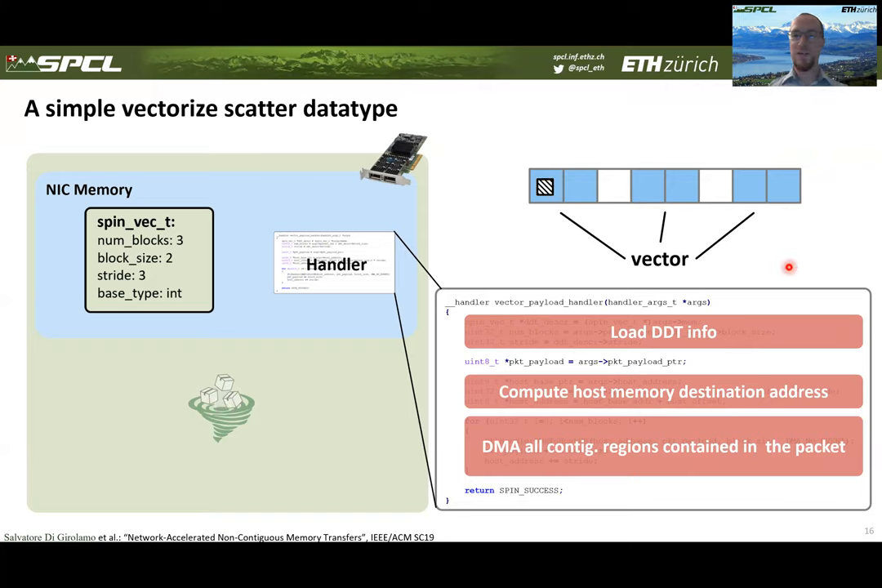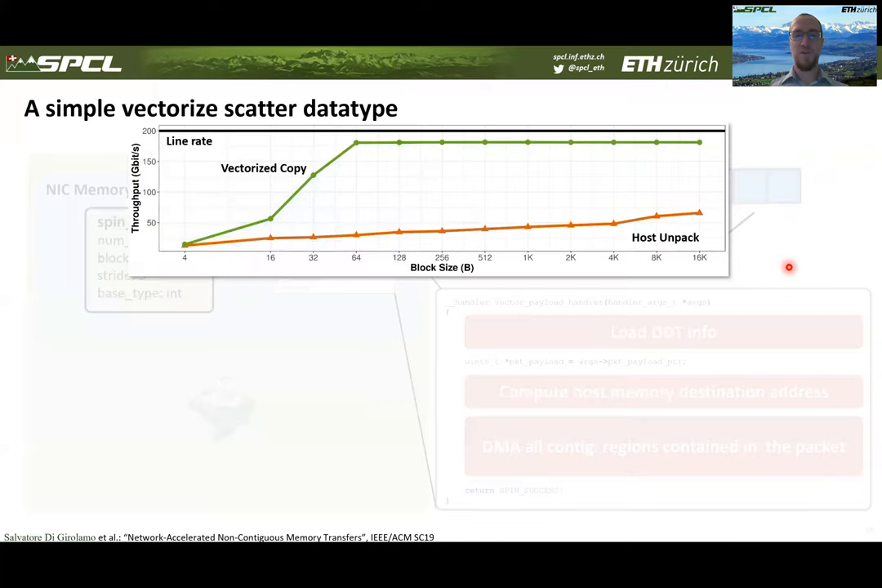So that's what's happening. It's relatively simple, but as we can see, it gives you very high performance. Beginning from a block size of 64, we essentially saturate line rate. The gap between line rate and what we achieve with the vectorized copy is basically protocol overheads, header overheads that are unavoidable in this networking example.